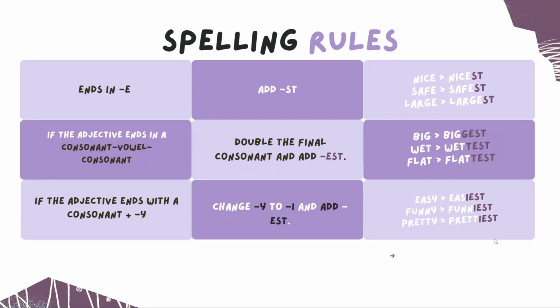So, the spelling rules in the superlatives. If our adjective ends in e, we are going to add st, like nice, nicest, safe, safest, large, largest. If the adjective ends in consonant, vowel, consonant, we're going to double the final consonant and add est: biggest, wettest, flattest. And if the adjective ends with a consonant plus y, we change the y to i and then add est, like easiest, funniest, prettiest.